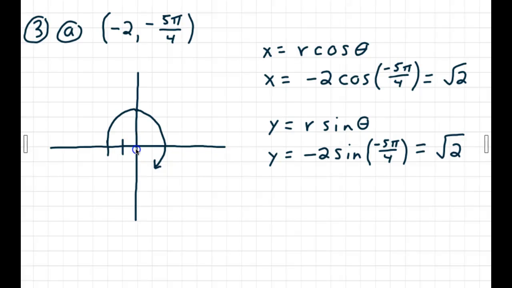Problem 3a. Plot the point (-2, -5π/4), and then change that point into rectangular coordinates. We start off in the middle, go 2 to the left, and then rotate around. That's a half a pi. That's a whole pi. And then we'll go a quarter more. It's 1 1/4 pi, and your spot would be right there.